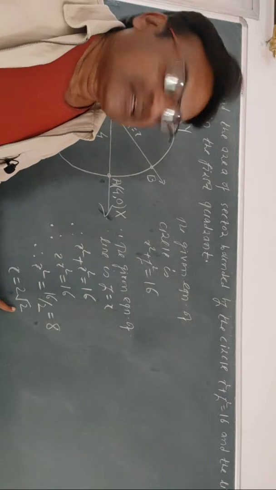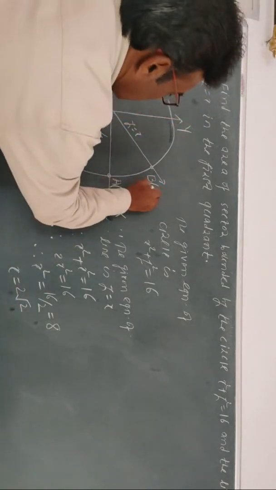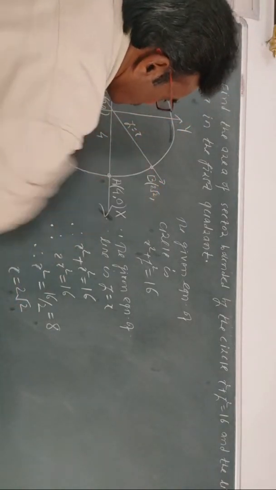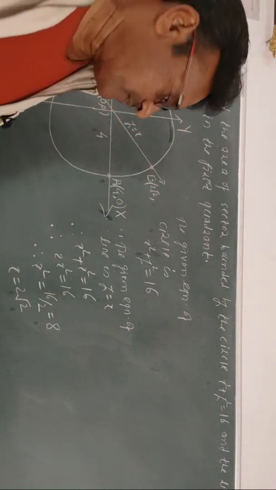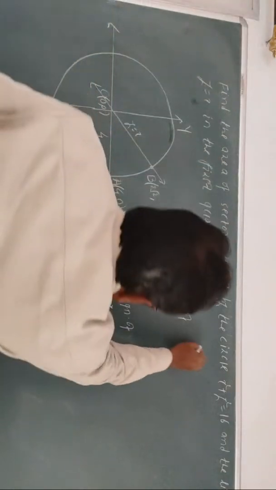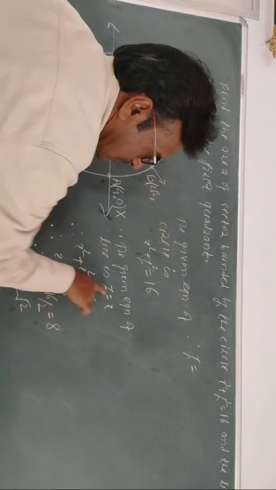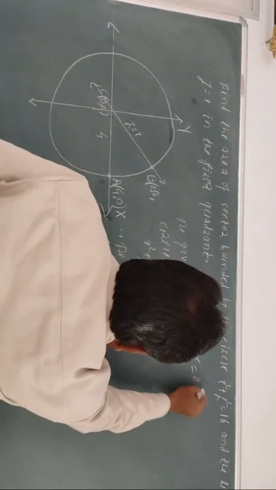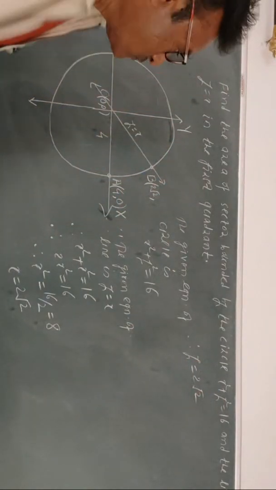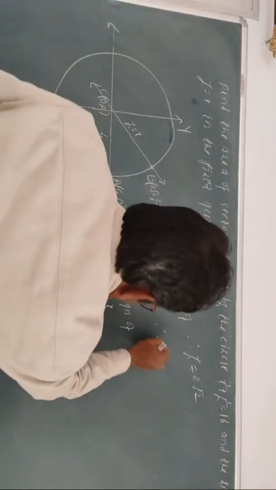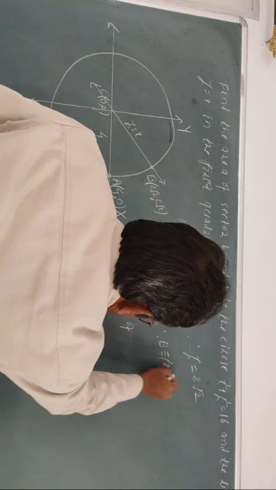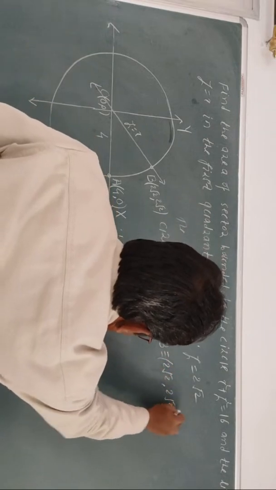And this is the x coordinate of the point B, that is 2 root 2. Next we find the y coordinate. Therefore for the y coordinate, we put x equal to 2 root 2, then we get the y coordinate, 2 root 2. The y coordinate of the point B is 2 root 2. Therefore the coordinates of point B are 2 root 2, 2 root 2.